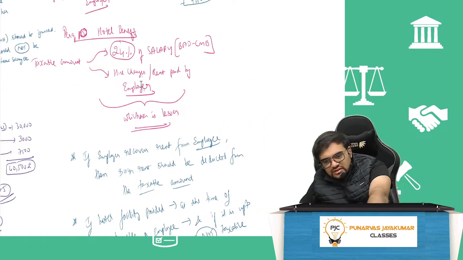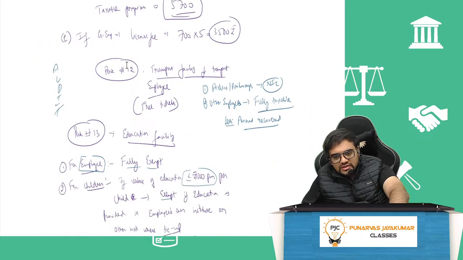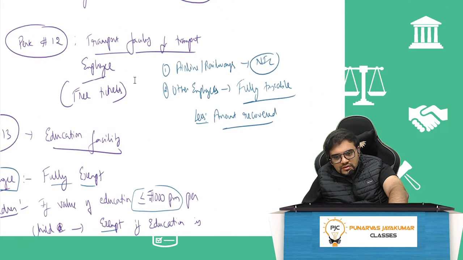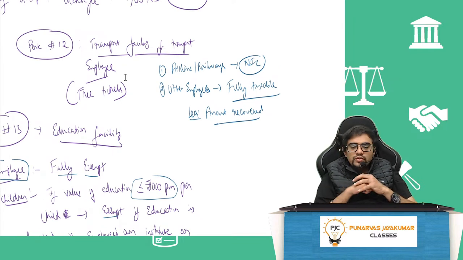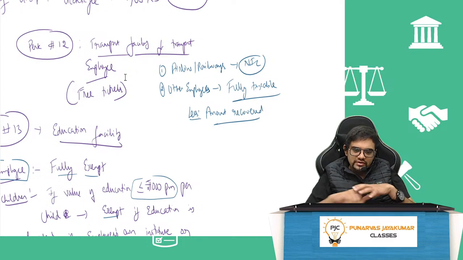This is just the concise version of the entire salary chapter. All the things are covered in this. Perquisite number 12, transport facility for transport employee. That is your free tickets, airline tickets, railway tickets, no tax. For other employees, fully taxable less amount recovered. So if you are a normal private employee, and they are giving you free transport, air tickets, not for your leave but for your other things, then it is fully taxable, less amount recovered.